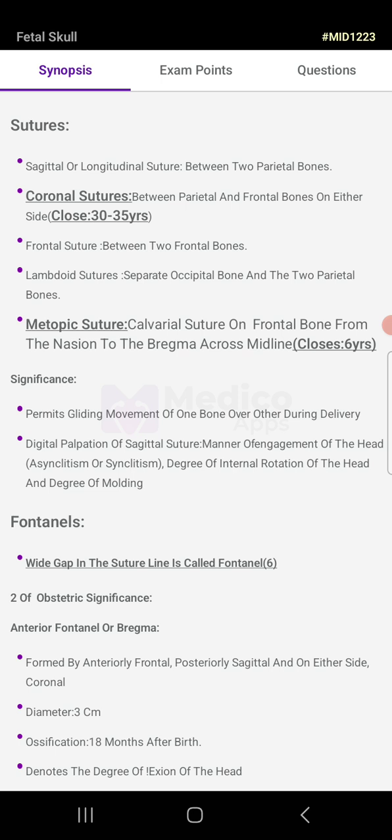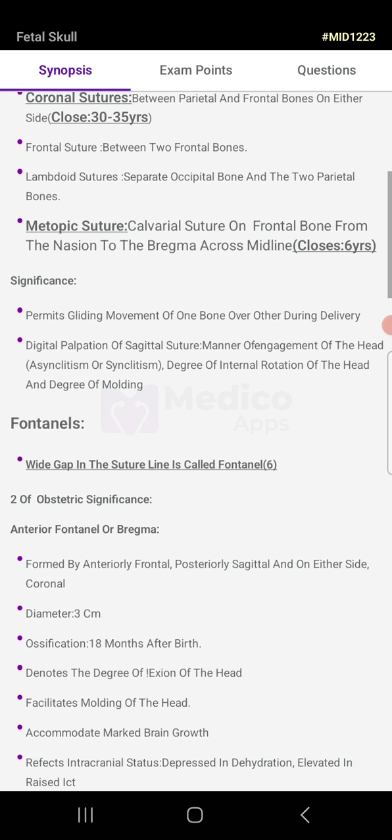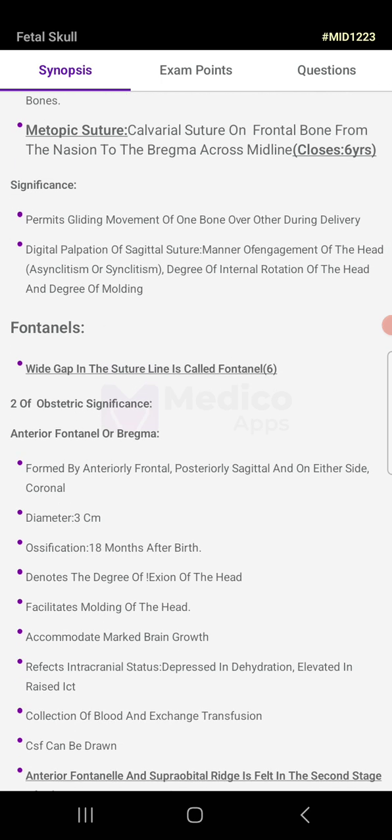Significance: permits the gliding movement of one bone over another during delivery. Digital palpation of the sagittal suture tells the manner of engagement of the head, whether synclitism or asynclitism, the degree of internal rotation of the head, and the degree of molding.